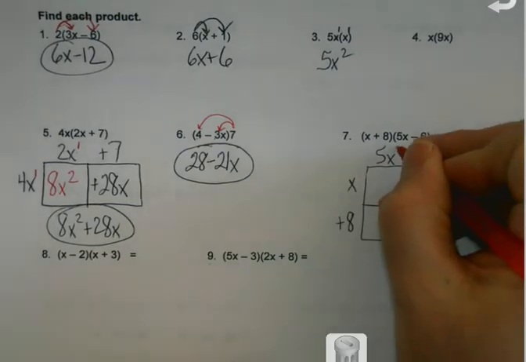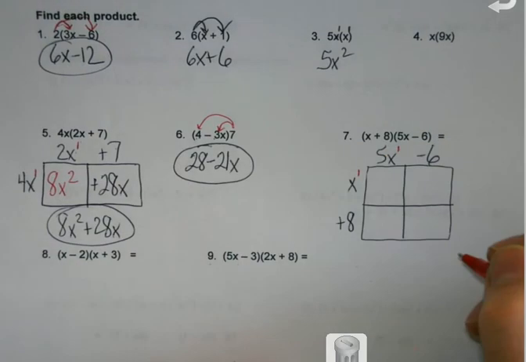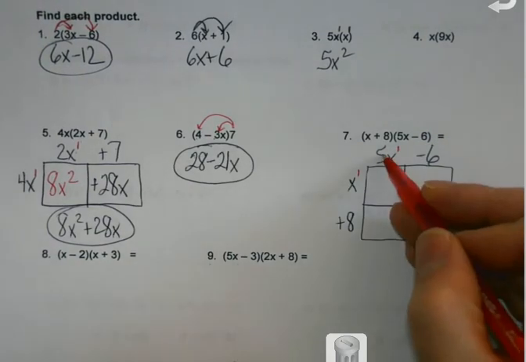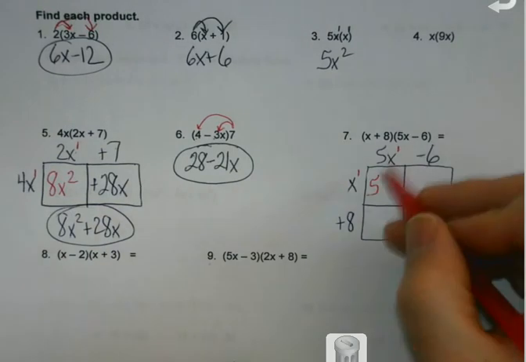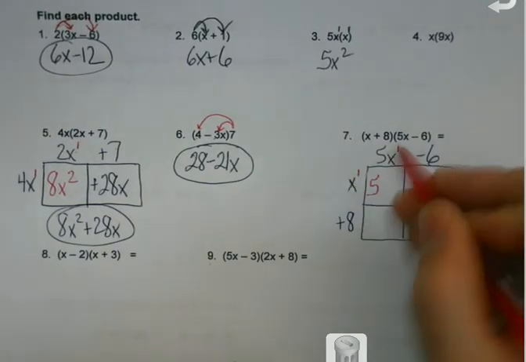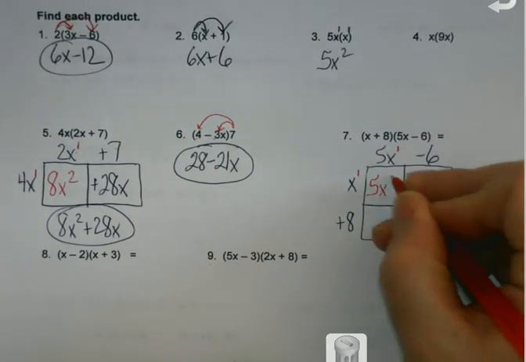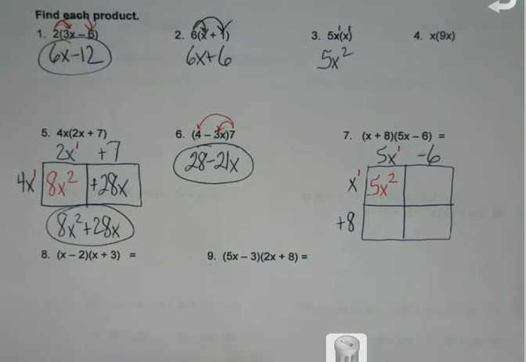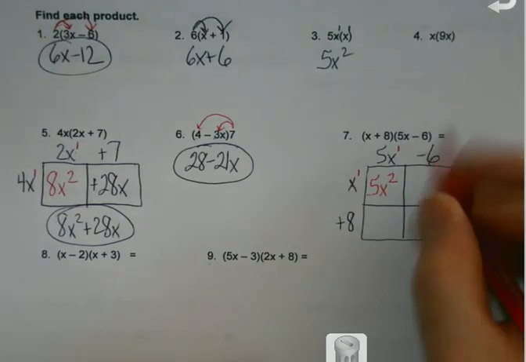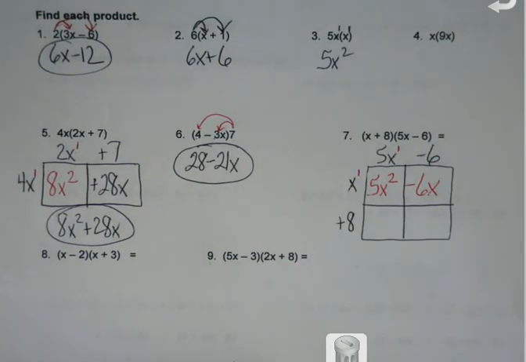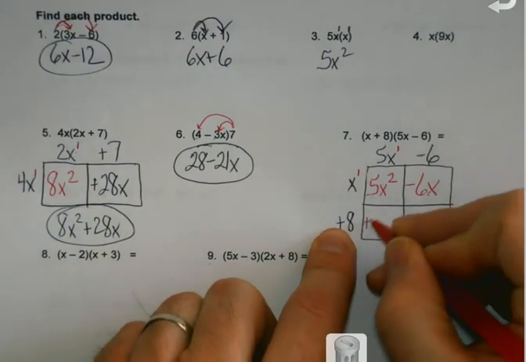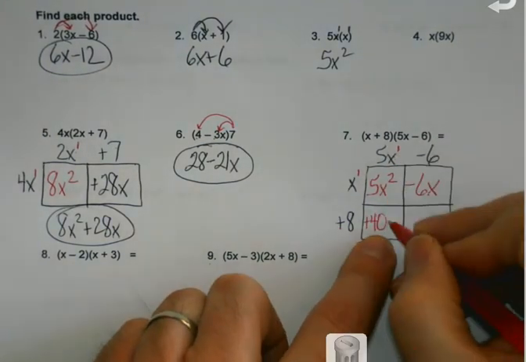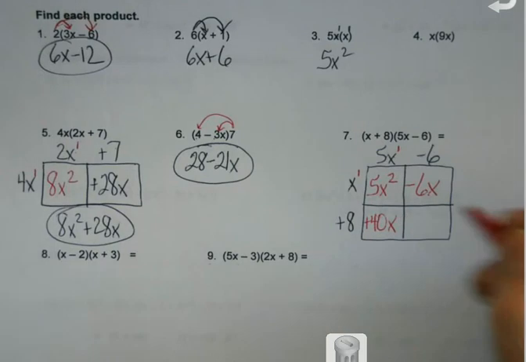So I'm going to put my 1s here for my exponents so I remember that. So here I got 5. I don't see a number over here, so I'm just going to use the 5. Multiply, I'm going to add my exponents. 1 plus 1 is 2. X times negative 6 is negative 6x. 8 times 5 is 40. Still have that x. If you want to put x to the first, you can.